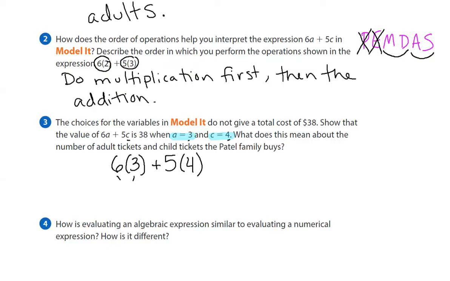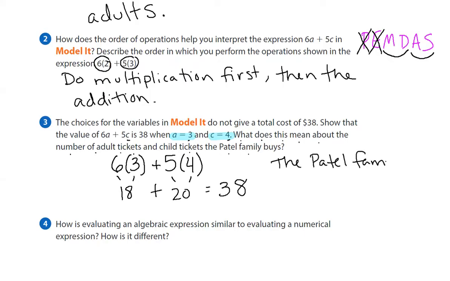Well, I think we already figured that out, didn't we? 6 times 3 is 18, plus 5 times 4 is 20, and that does indeed equal 38. And the question it's asking is, what does this mean about the number of adult tickets and child tickets the Patel family buys? The Patel family buys 3 adult tickets and 4 child tickets.